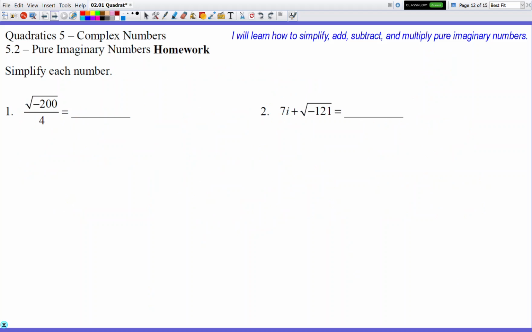Good luck on this assignment. And I'm pretty sure we didn't give you any problems that have i to the 80th power. We're not going to give you something irritating like that. If we did, we'll change it next year.